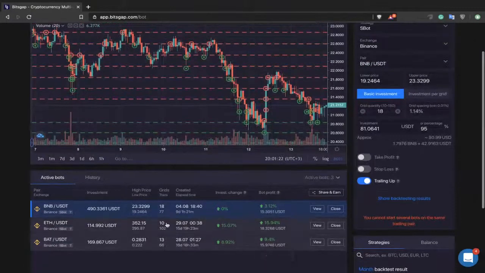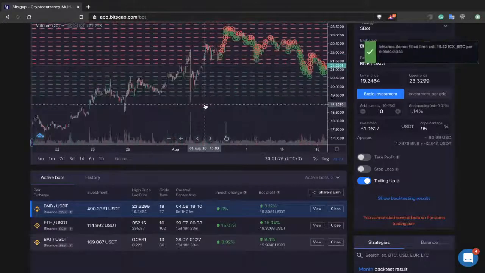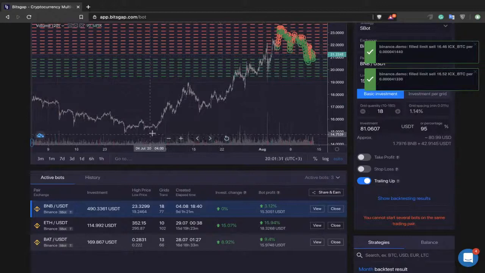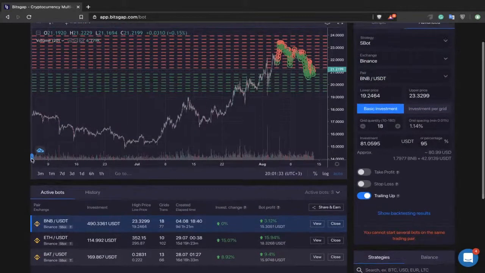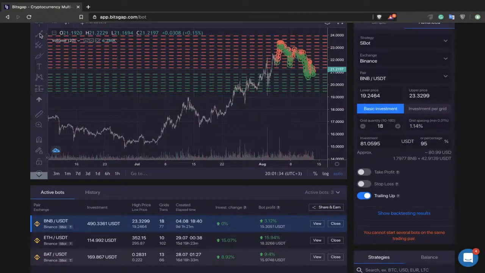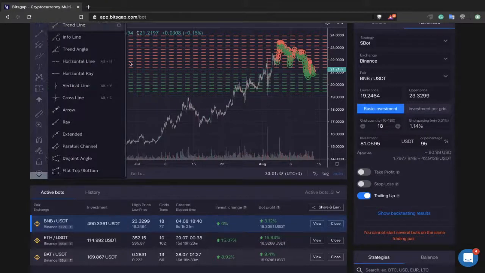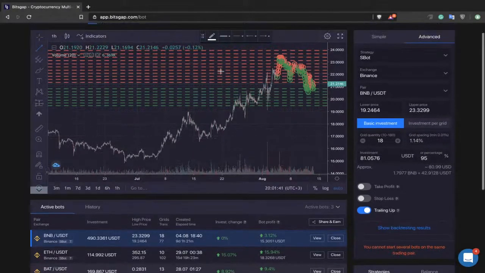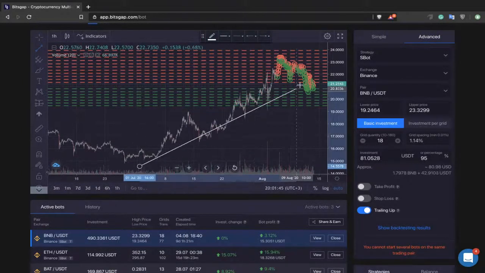So for BNB, what I've noticed is that it is consistently moving, respecting the support level. So if I drag the line here, let me use the instrument that I have here on the left panel, and let's make it, yeah, it's already white. Let's make it wider.